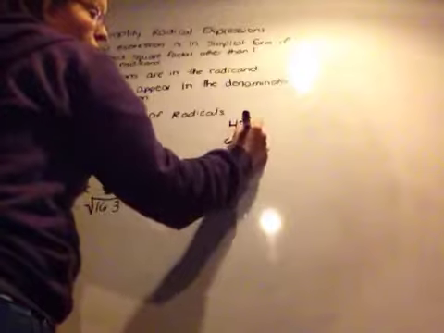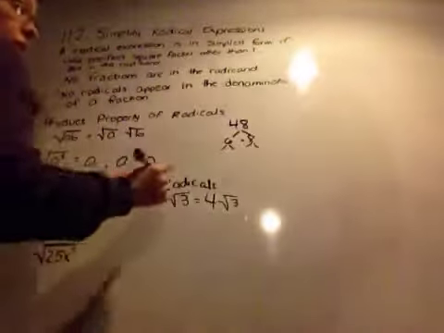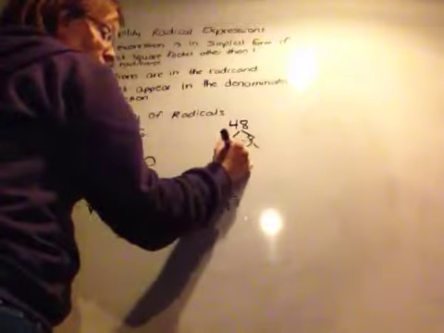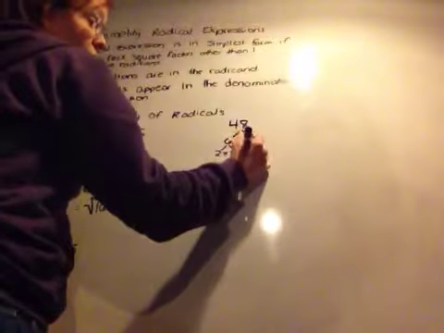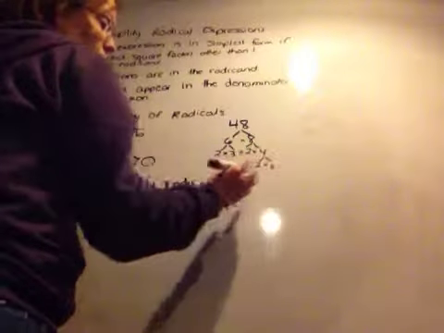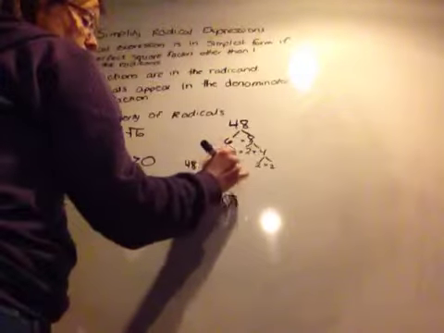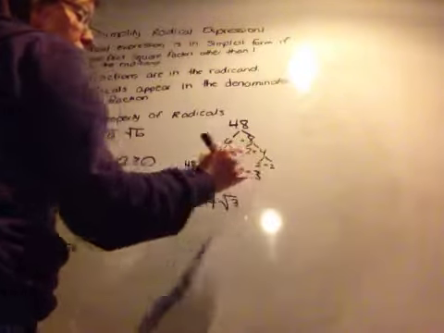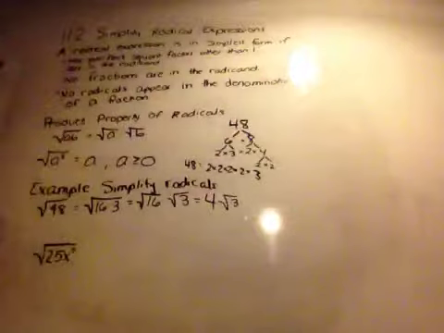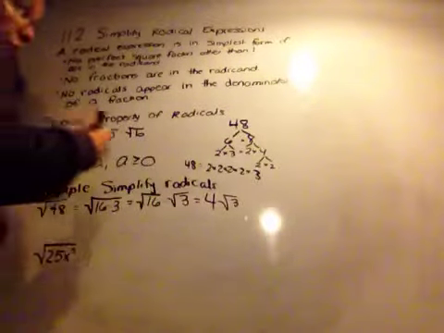So 48 is 6 times 8. And then we're going to break that down. 6 is 2 times 3. And 8 is 2 times 4. And then 4 is 2 times 2. So 48 equals 2 times 2 times 2 times 2 times 3. 2 and 3 are both prime numbers because the only factors of them are 1 and themselves.